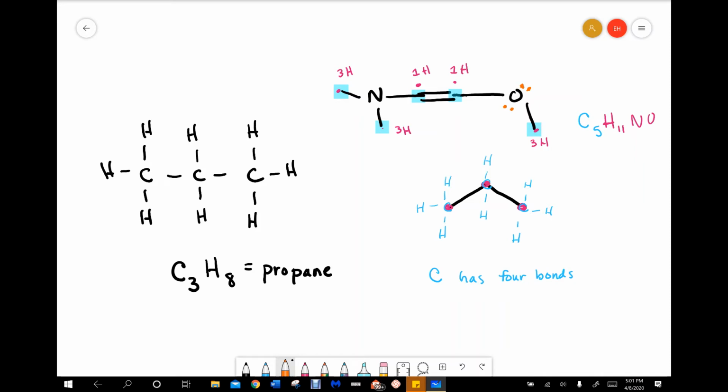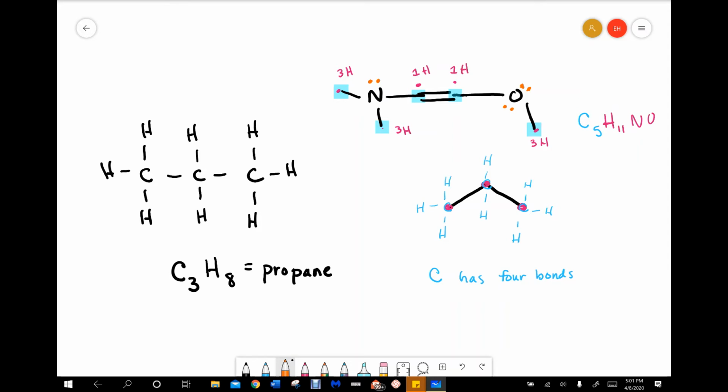All right, and that will give it a total of 8 electrons. So lone pairs are added to complete the octet. Now if we look at nitrogen, it has 3 bonds for a total of 6 electrons. It is 2 electrons short of having 8 electrons, so it needs 1 lone pair to complete the octet.